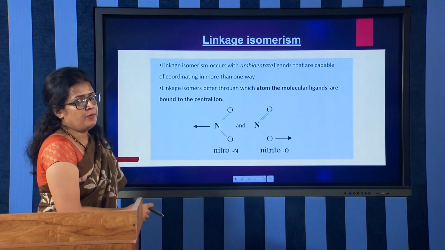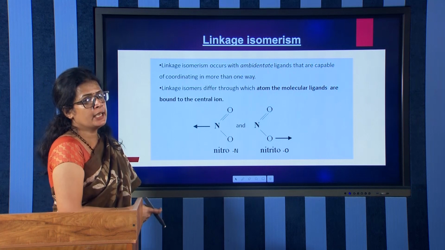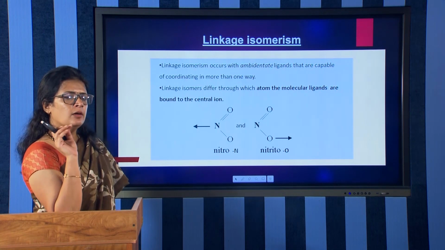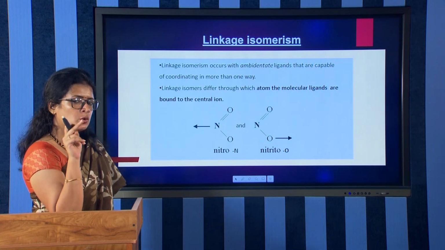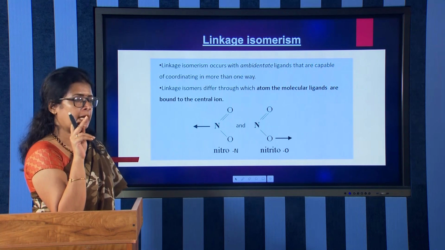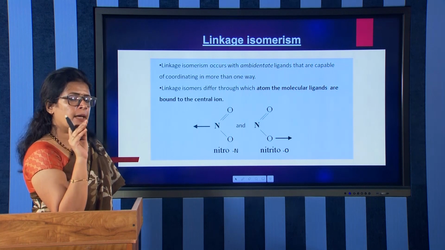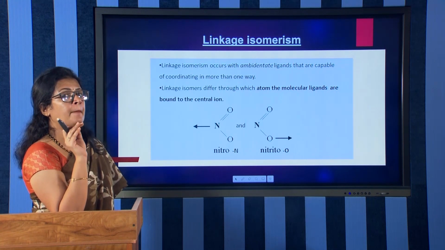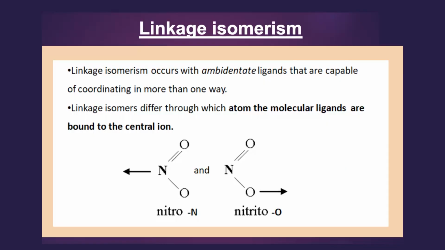And the fourth type of isomerism is linkage isomerism. Linkage means link, that is, through which atom the ligand is linking with the central metal atom. That will be the difference. This type of isomerism is shown by the ambidentate ligand. Linkage isomerism occurs with ambidentate ligands that are capable of coordinating in more than one way. I have already discussed what an ambidentate ligand is.